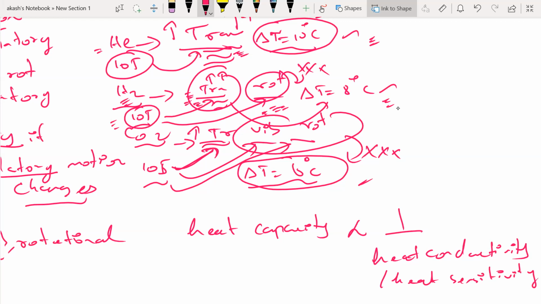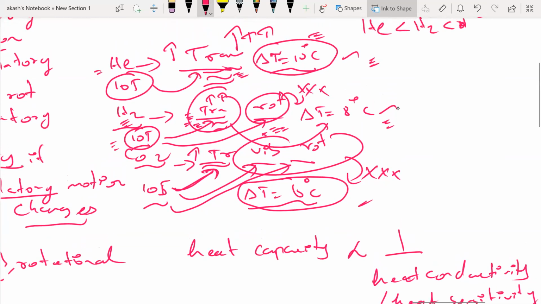Right? Now, how am I saying this? Now, look at this, people. I am giving 10 joules of heat to helium, and I'm seeing a 10 degrees Celsius rise. And in the case of hydrogen, only an 8 degrees Celsius rise is there for the same 10 joules of energy. So can I tell helium is a better conductor of heat than hydrogen gas?